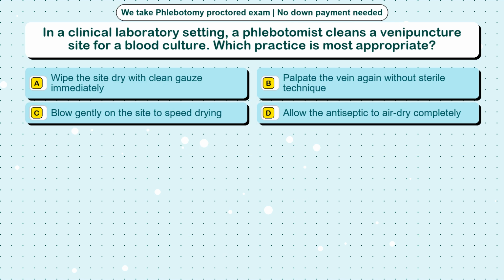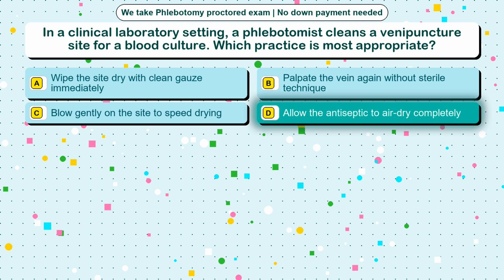Question 43. In a clinical laboratory setting, a phlebotomist cleans a venipuncture site for a blood culture. Which practice is most appropriate? Option A. Wipe the site dry with clean gauze immediately. Option B. Palpate the vein again without sterile technique. Option C. Blow gently on the site to speed drying. Option D. Allow the antiseptic to air dry completely.